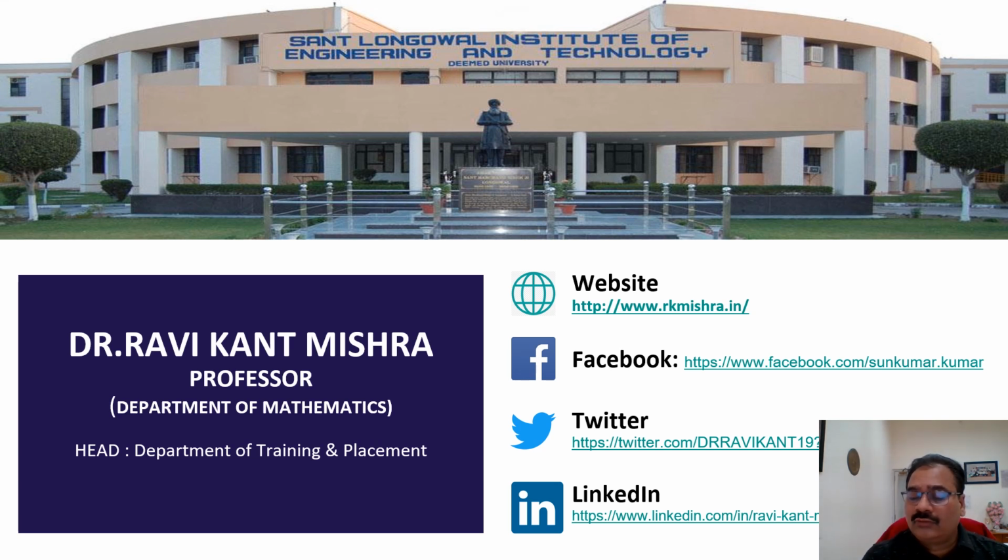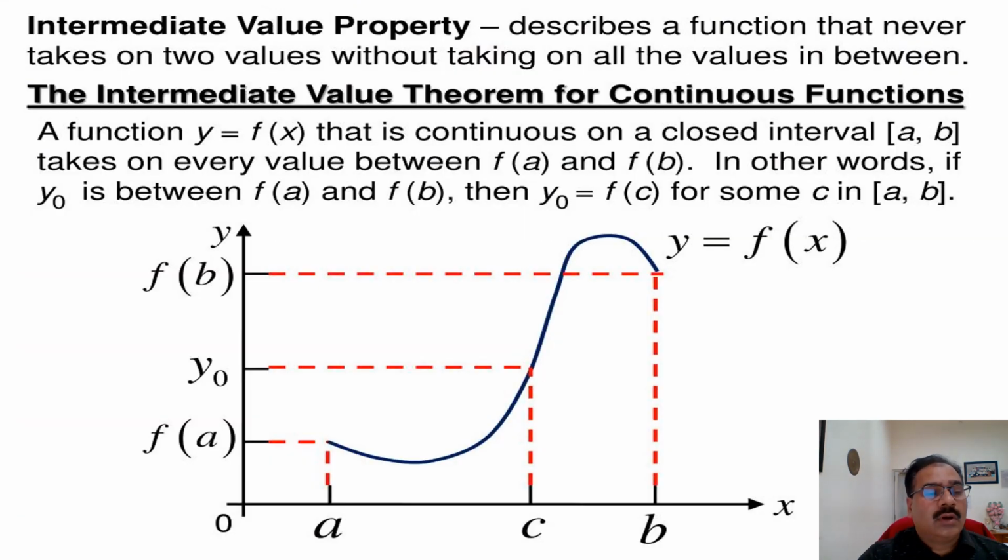Dear students, today we are going to discuss the intermediate value property and its application in the bisection method. So let us look at what is the actual meaning of the intermediate value property. The intermediate value property describes a function that never takes on two values without taking on all the values in between.